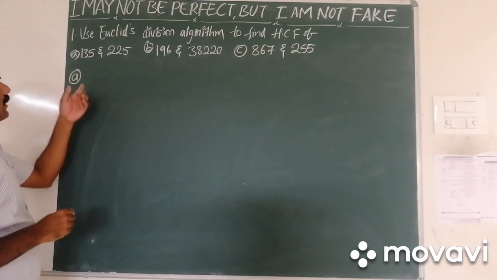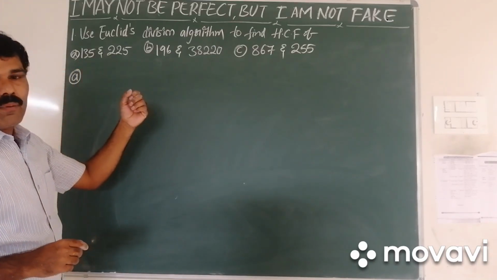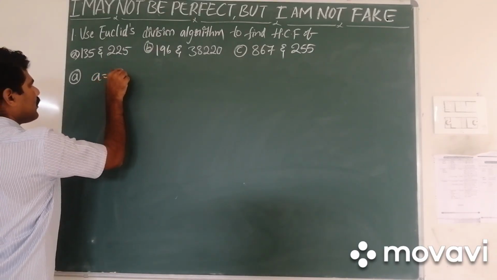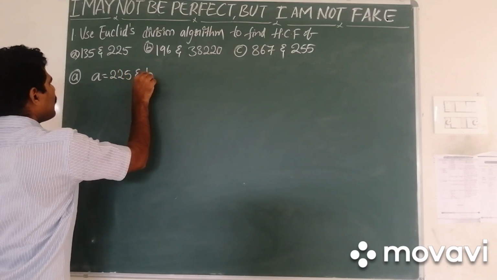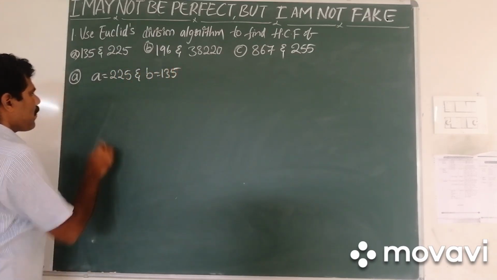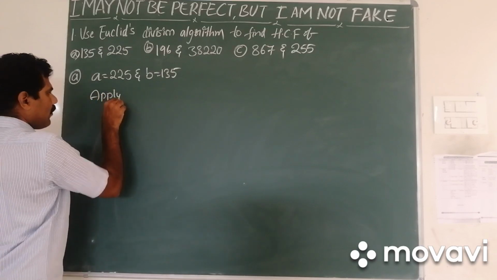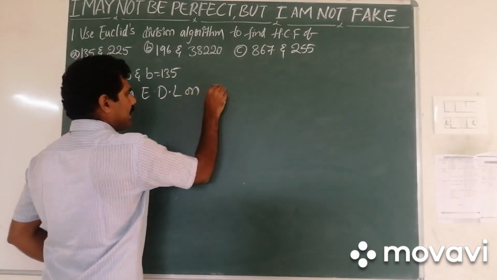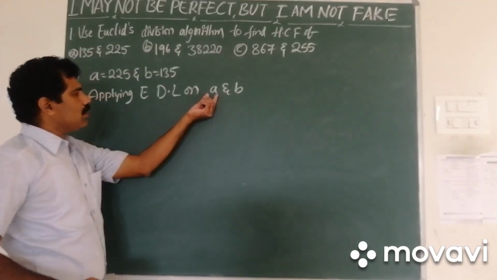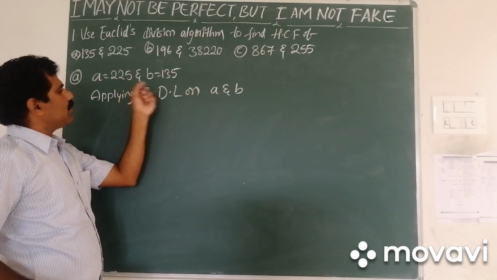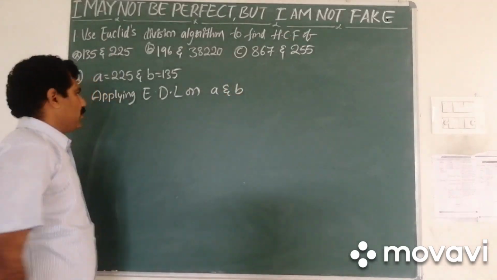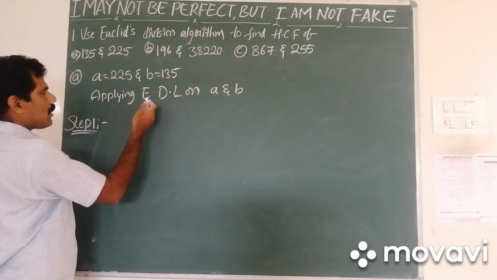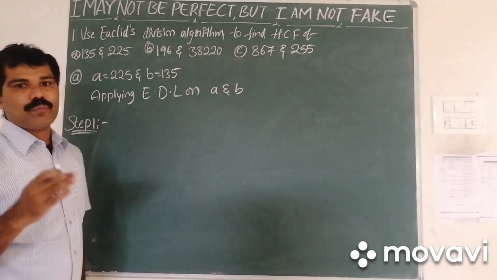See here, a and b they have given, but always a will be greater than b, so here the a value is 225 and the b value is 135. Now, applying Euclid's division lemma with a = 225 and b = 135, let us write this stepwise. Step 1: we have to represent it in the form a = bq + r.